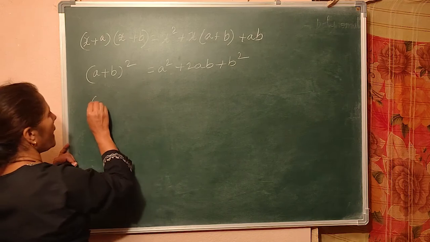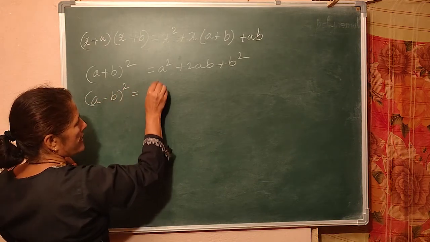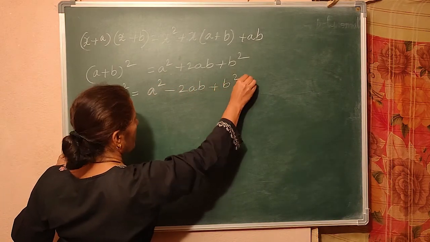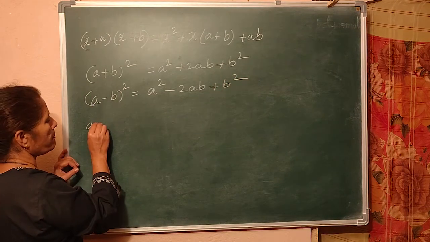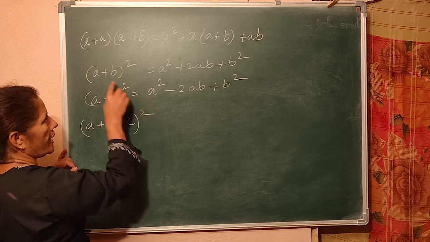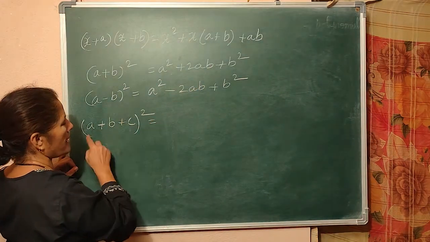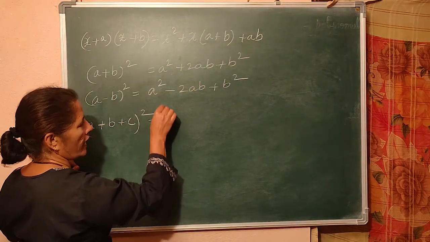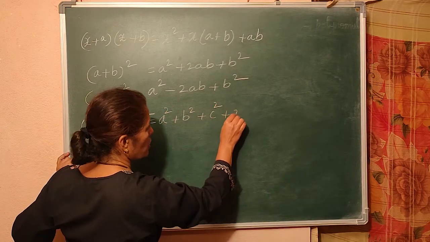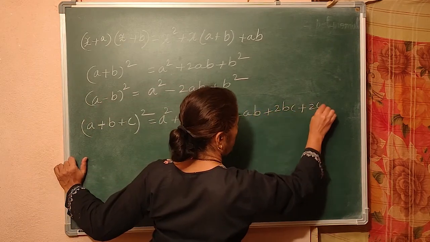Next one, (a minus b) the whole square. What is (a minus b) the whole square? a square minus 2ab plus b square. Next one, (a plus b plus c) the whole square. (a plus b) the whole square is a square plus 2ab plus b square. What is (a plus b plus c) the whole square? a square plus b square plus c square plus 2ab plus 2bc plus 2ca.